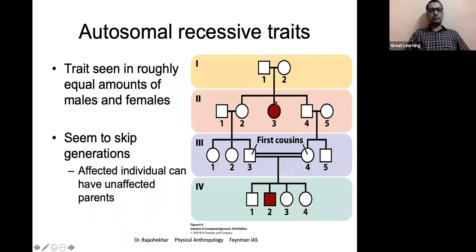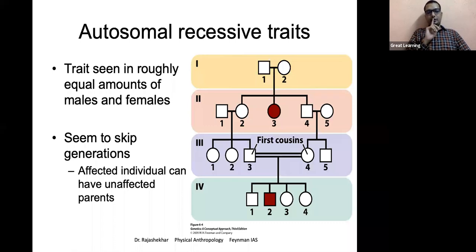So look at the pattern. I think you should be able to explain this to me. Now you're getting a bit more comfortable with these terms, right? So are the parents affected? Parents are not affected. So unaffected parents are actually passing the problem on in the generations. So what do you observe here? Couple of things, compared to the last one where I asked you a few questions.